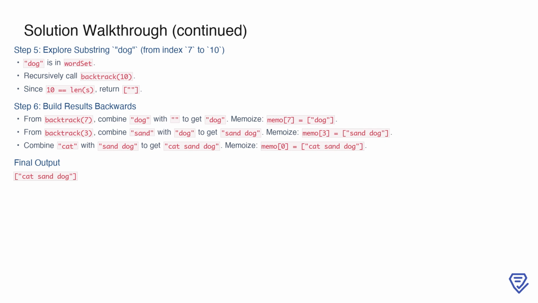Next, from the backtrack call at index 3, we combine sand with the result dog, forming sand dog, and memoize it as memo[3] equals sand dog. Finally, from the initial backtrack call at index 0, we combine cat with sand dog, forming cat sand dog, and memoize it as memo[0] equals cat sand dog. The final output for this example is the single valid sentence, cat sand dog.